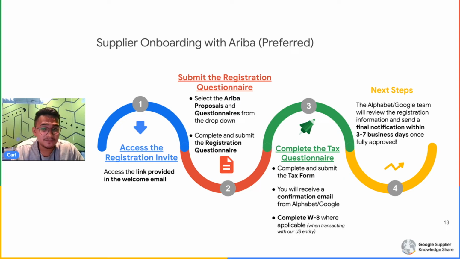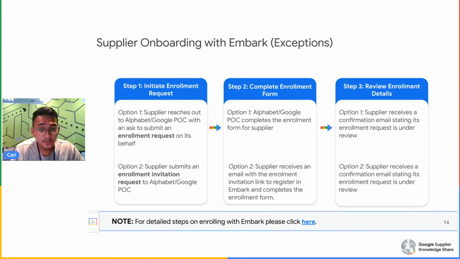Next slide, please. For Embark, we have two options to initiate the enrollment process. First, the supplier will initiate the enrollment by reaching out to their Google point of contact. Second, their Google point of contact will initiate the enrollment on behalf of the supplier. Once we receive that information, the supplier will receive a confirmation from us also.